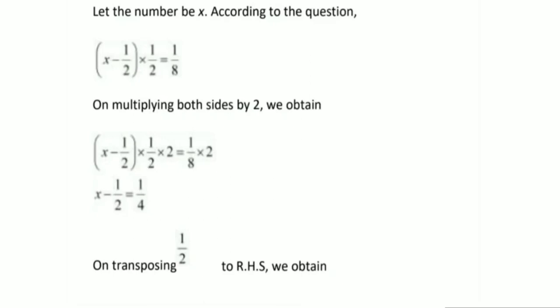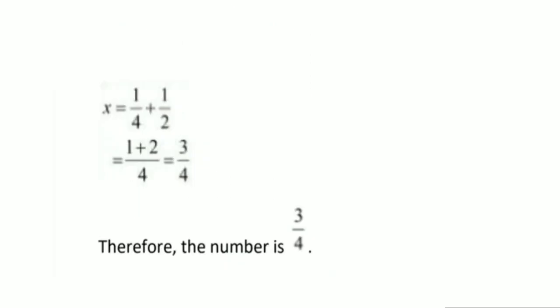Now on transposing 1 upon 2 to the right hand side, we obtain x is equal to 1 upon 4 plus 1 upon 2. Now the LCM is 4. So it will come 1 plus 2. Okay. So 1 plus 2 is equal to 3 upon 4. Therefore the number is 3 upon 4.